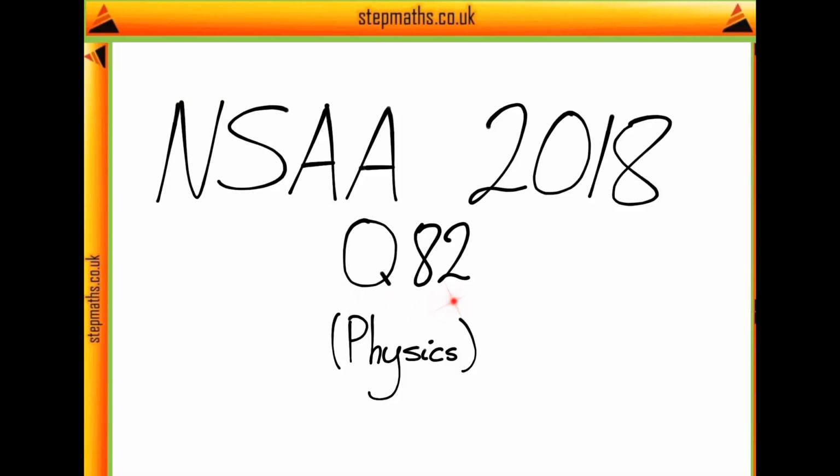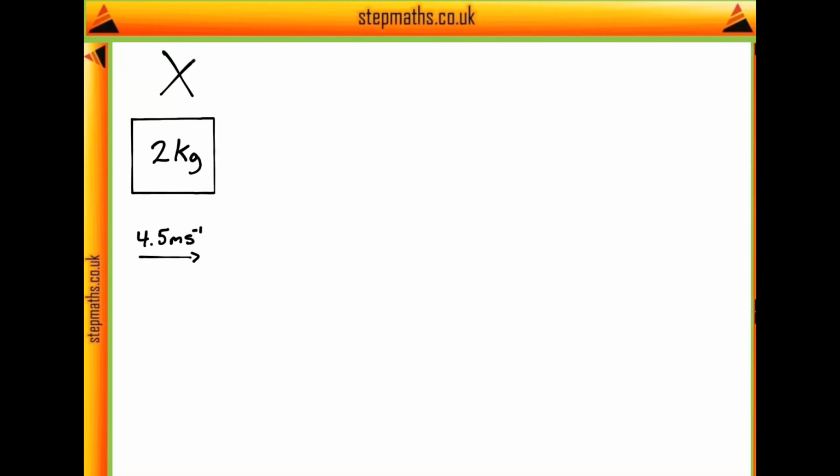Here we're going to look at question 82 from the NSAA 2018 paper. In this question, we're told we have an object of mass 2 kilograms, labelled x, travelling at an initial speed of 4.5 metres per second. We're then told that a force of 5 newtons is applied in the direction of motion on this mass for 3 seconds.